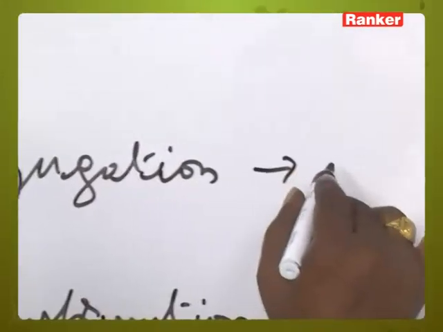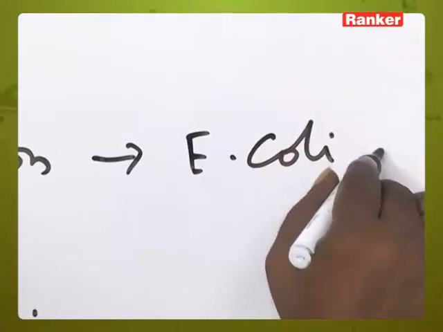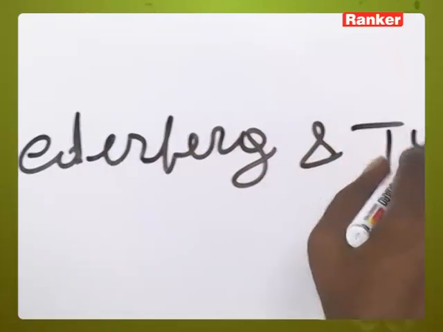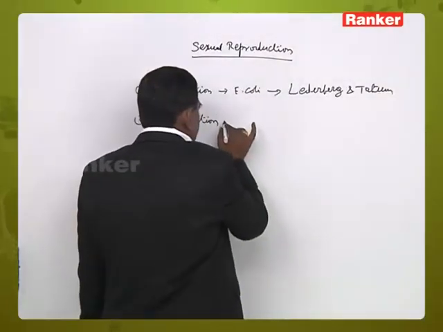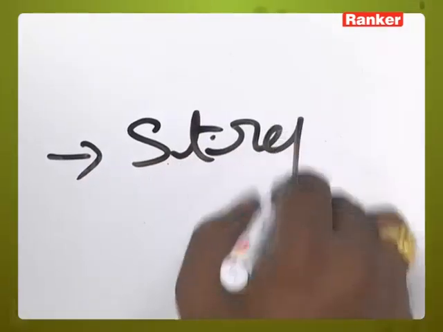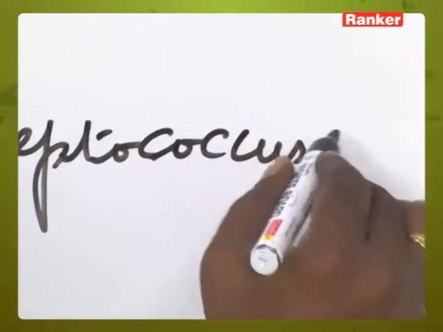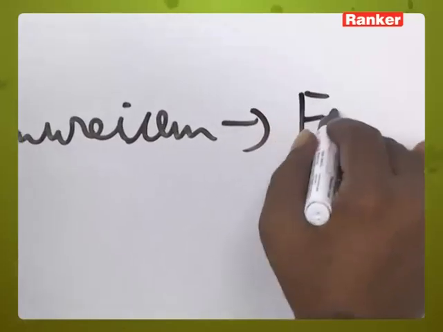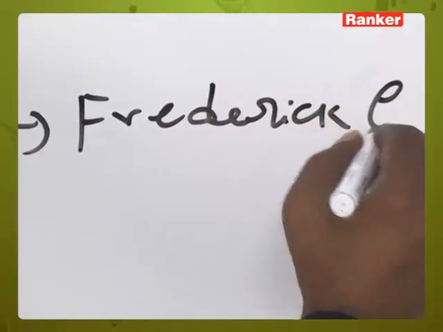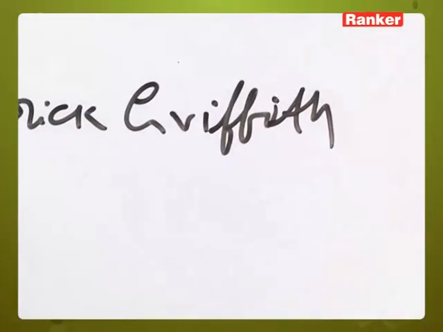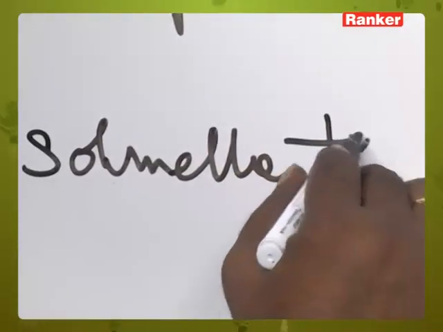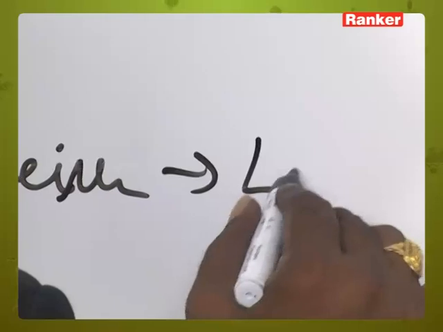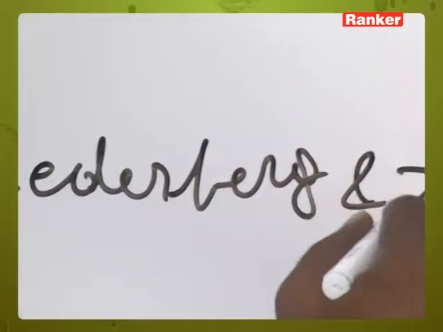Conjugation was first observed in E. coli, Escherichia coli, by Lederberg and Tatum. Transformation was first observed in Streptococcus by Frederick Griffith. Transduction was first observed in Salmonella typhimurium by Lederberg and Zinder.